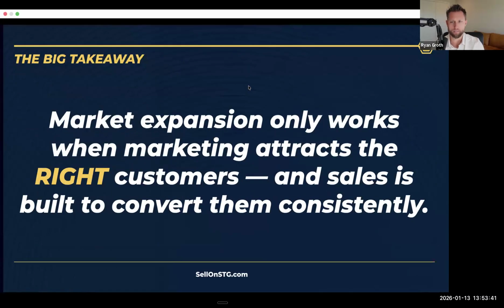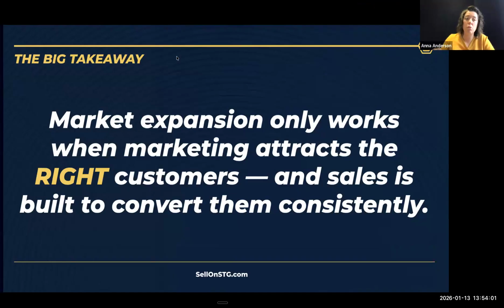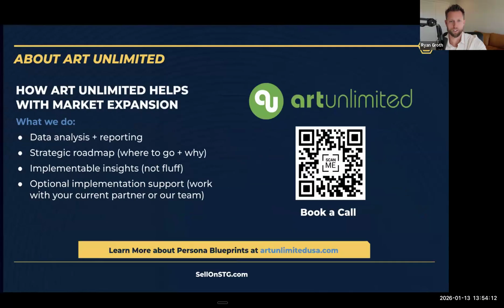All right. So the big takeaway. Yeah, your marketing expansion only works when you have the right customers and your entire team understands who those customers are. That is where the gold is. And I love how the comments here shared, Drew shared, data is gold. This is exactly why it's gold, because you can attract the right customers. It's not, I wish they'd come. Now you say, I know where they are. Yep, for sure.